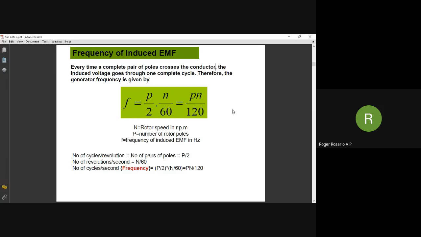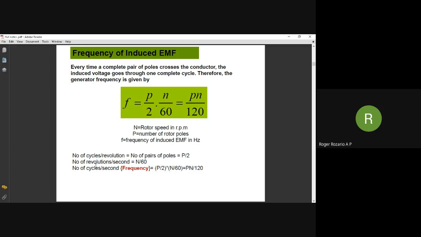4 poles are there. Then how many pairs of poles will there be? Anyone? 2 poles together make one pair. Now if it is a 4 pole machine, how many pairs will there be? Yes, very good. 2 pairs. So for one revolution, the conductor crosses all the 4 poles, or it crosses the pair of poles.